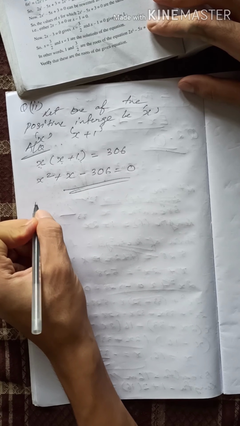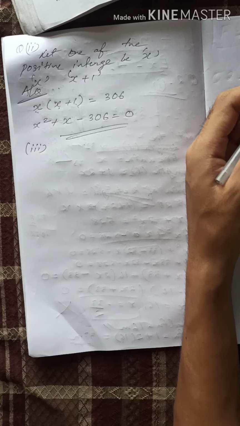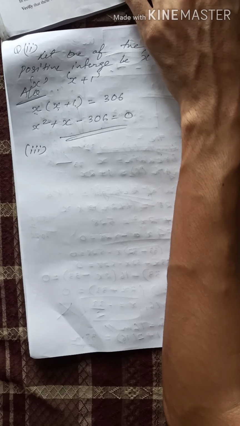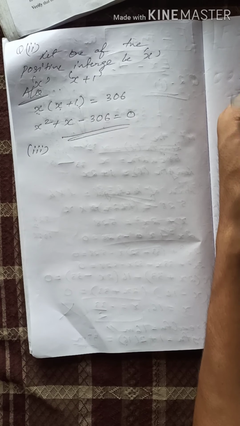Now let's do number 3. Let's see what the question says in number 3. It says here, Rohan's mother is 26 years older than him. The product of their ages in years 3 years from now will be 360. We would like to find Rohan's present age.